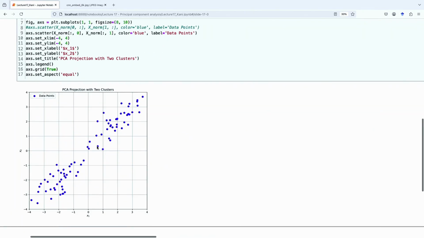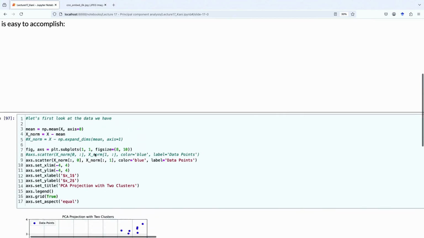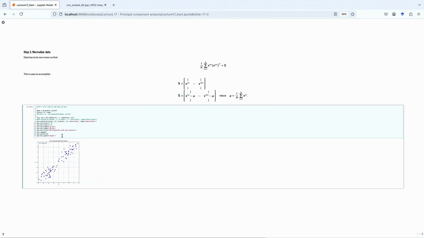It doesn't change a lot, especially because I generated 2 clusters. One was centered around -2, 2, and one was centered around 2, 2. So the mean of them is going to, of course, be something close to 0, 0. But because of stochasticity, it's not perfect, so we still have to normalize the data this way. Okay, so first step, normalize the data.